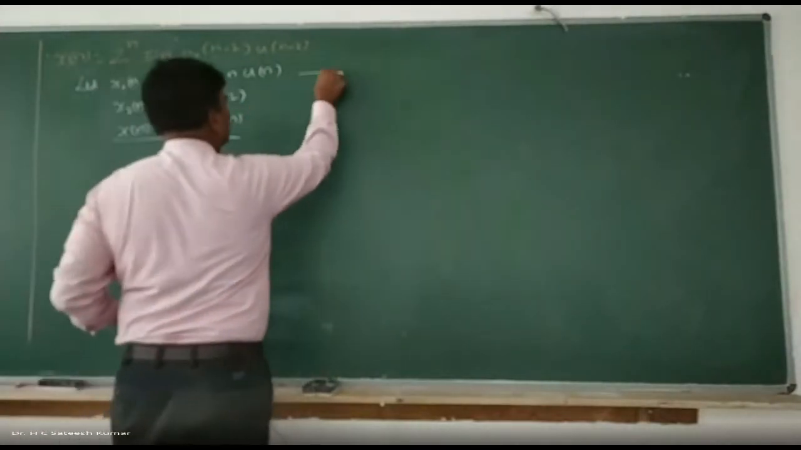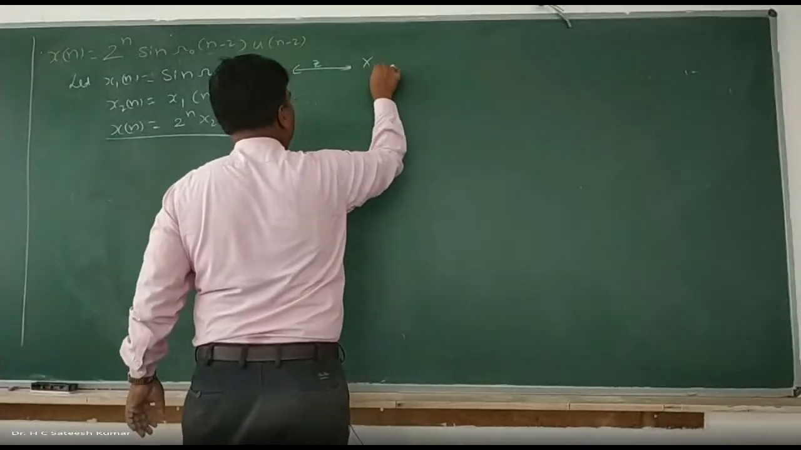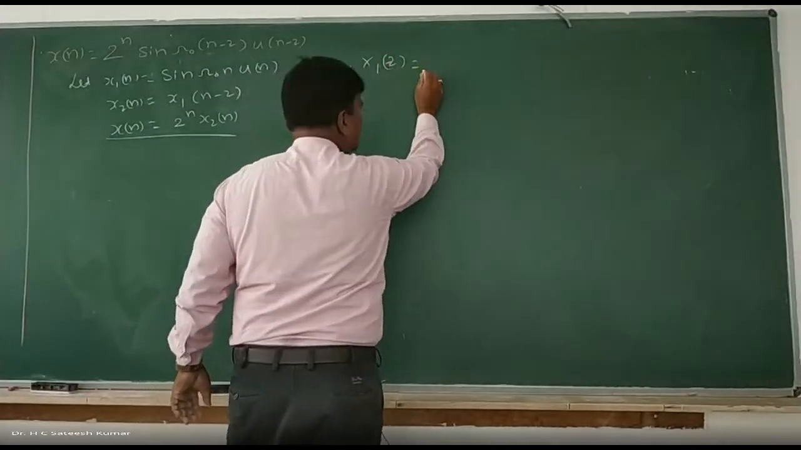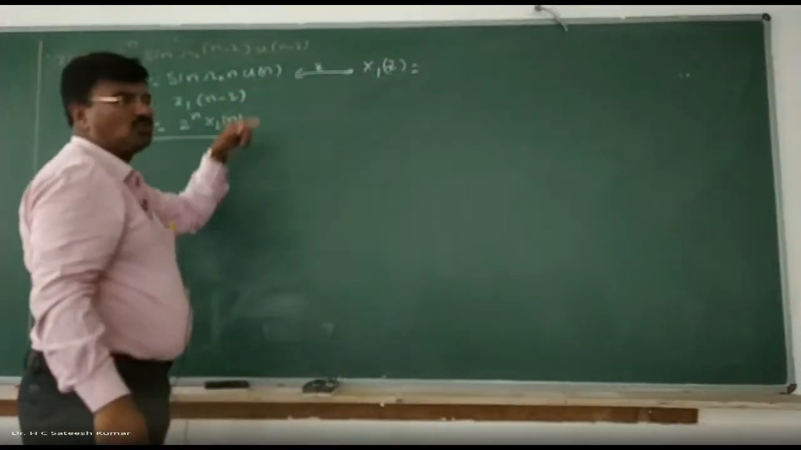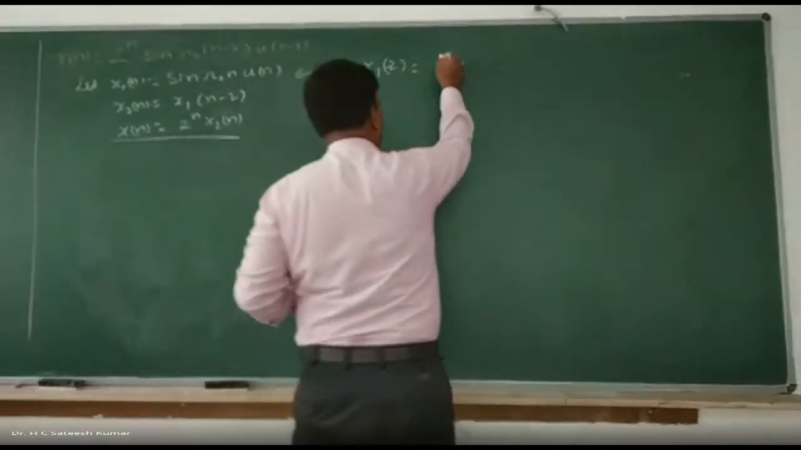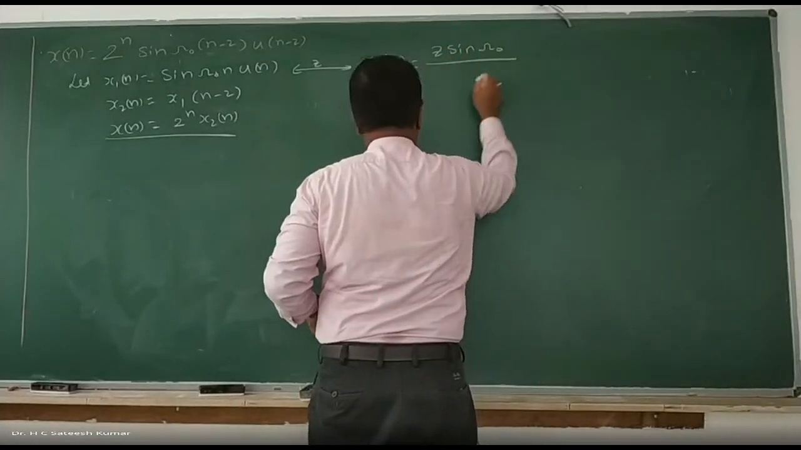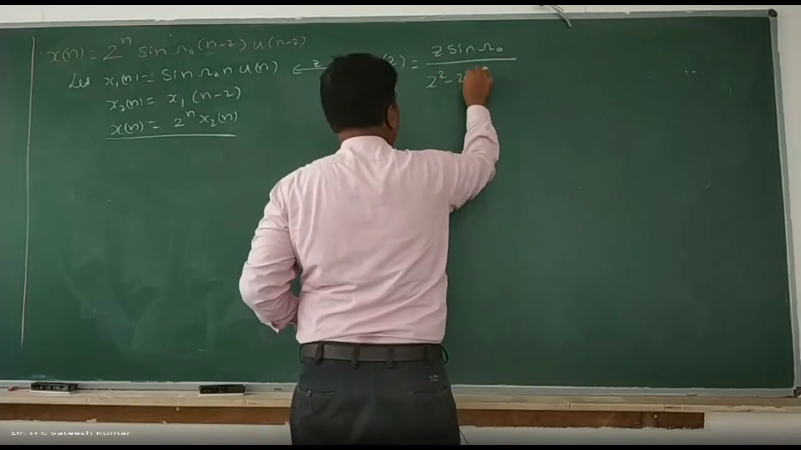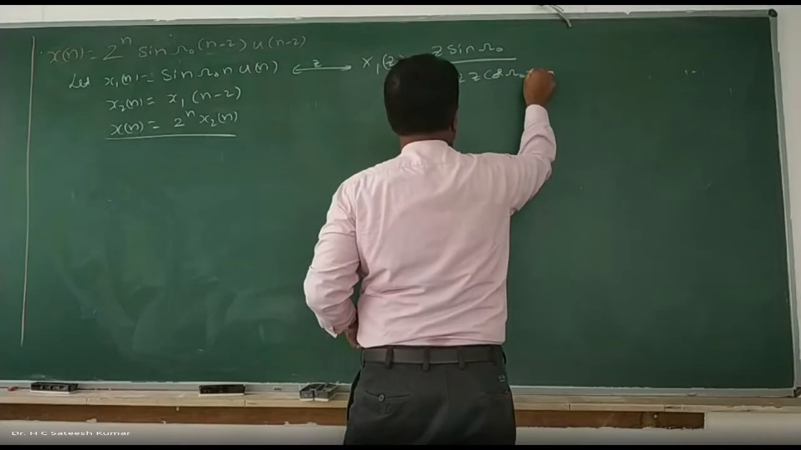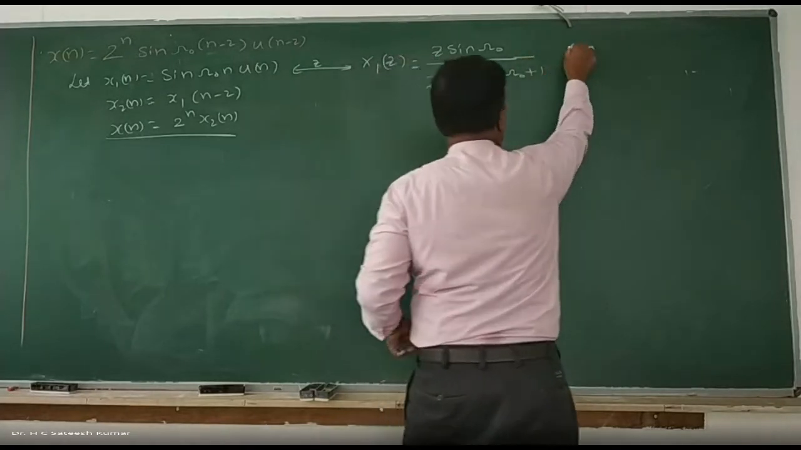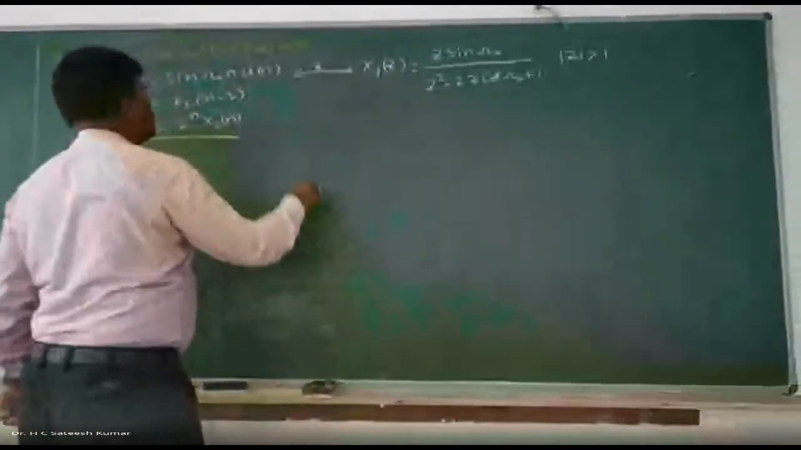Go for this. Find the Z transformation of this. Take the transformation on both sides. x1 of z is equal to, what is that? We know the Z transform of sine omega naught n into u of n. What will you get? By the table, z sine omega naught divided by z square minus 2z cos omega naught plus 1, with ROC mod z greater than 1. Okay, right.